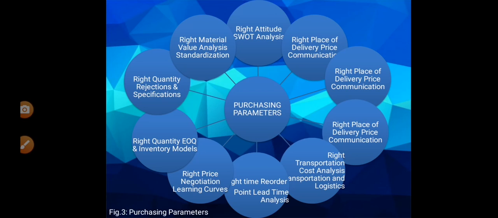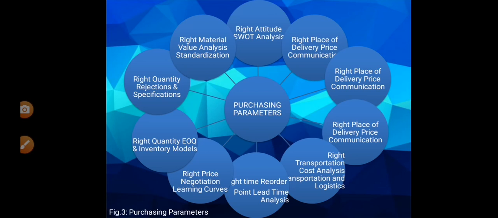Next is the right material. The right type of material required for the production is an important parameter in purchasing. Techniques such as value analysis will enable the buyer to allocate the right material.